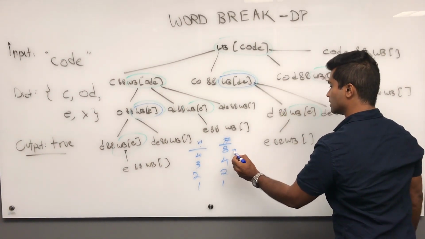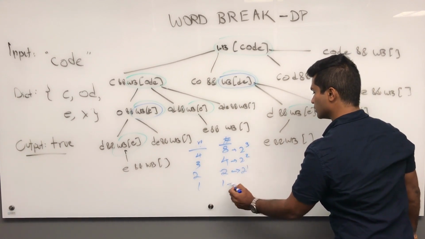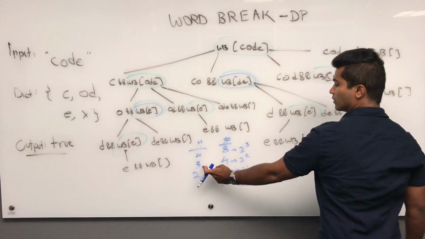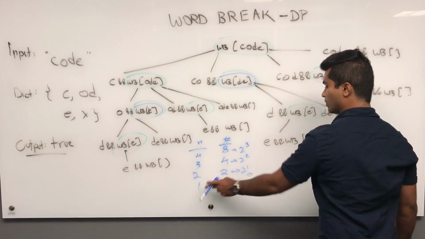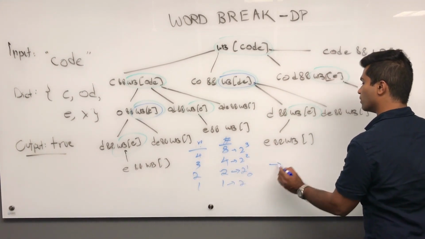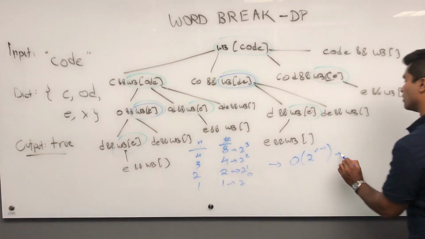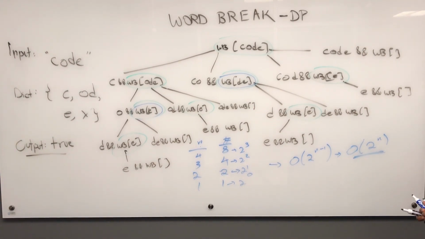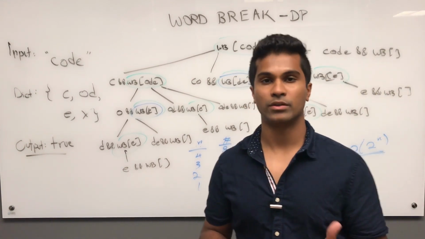So how do we get this? This is 2 power 3, this is 2 power 2, this is 2 power 1, and this is 2 power 0. If you notice, n minus 1 is 3, 3 minus 1 is 2, 2 minus 1 is 1, 1 minus 1 is 0. So the runtime complexity is O of 2 power n minus 1, or we can say 2 power n. That is how we calculate the runtime complexity. So now let's see how this translates into code.